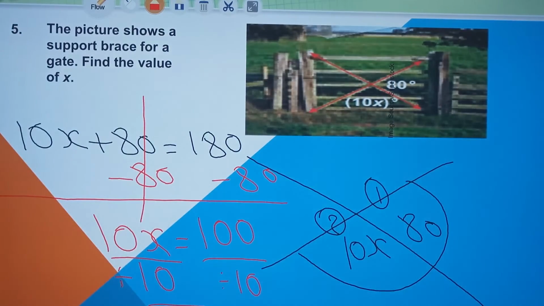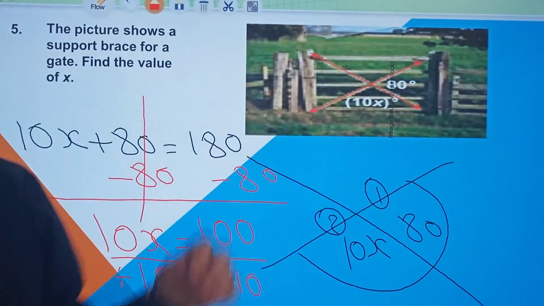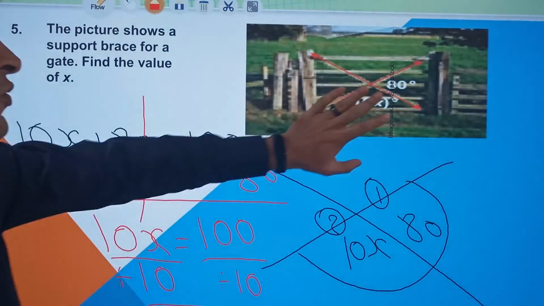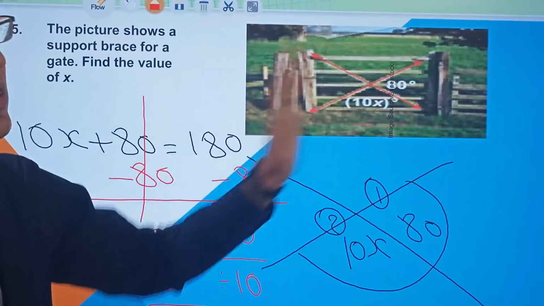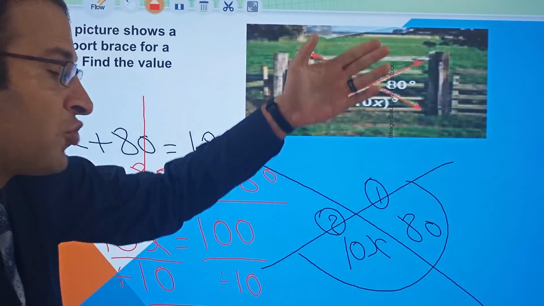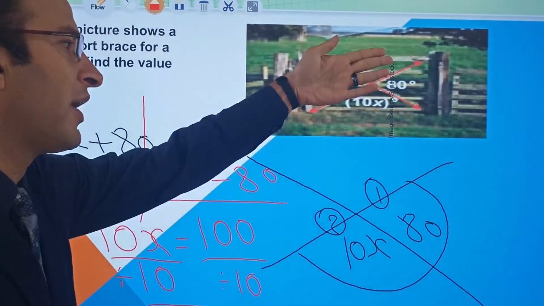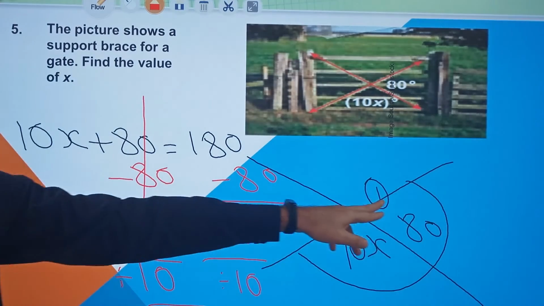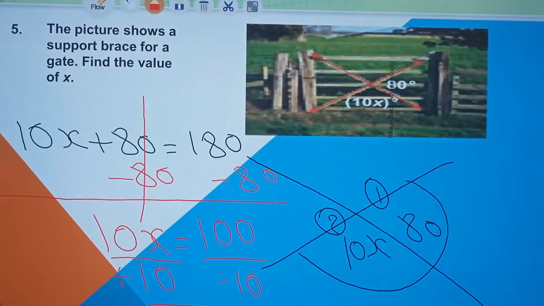Again, my friend, what do we do? Firstly, I will cut the geometrical figure from the picture. So the first step, don't work over the picture because it will not be clear. Cut the geometrical figure, it should be by the shape. We will make cut and paste. So we have here 80 and 10x by itself.